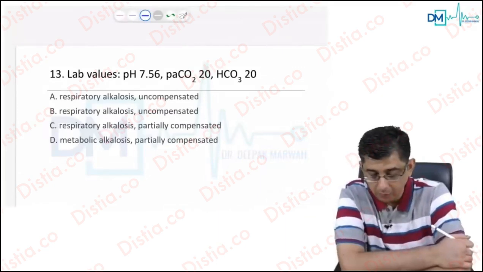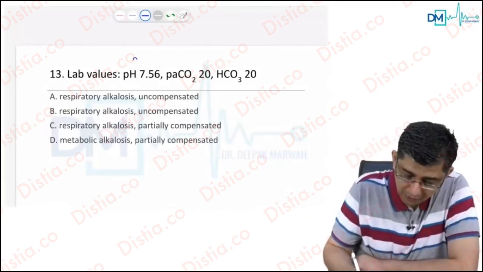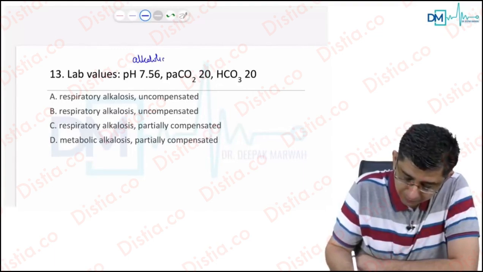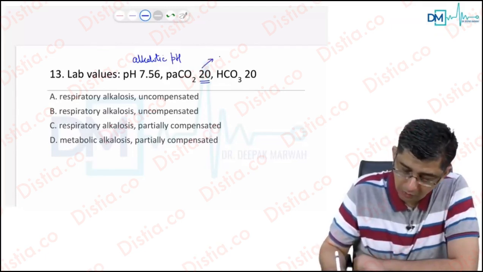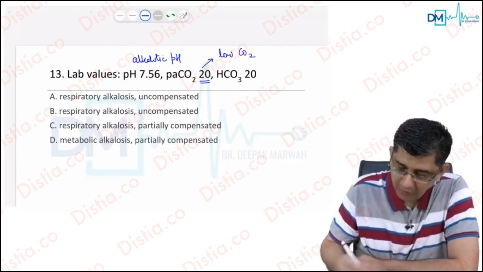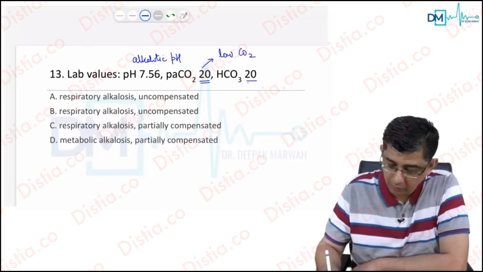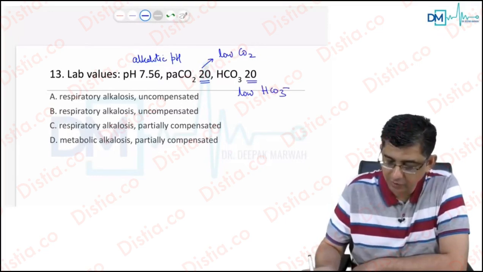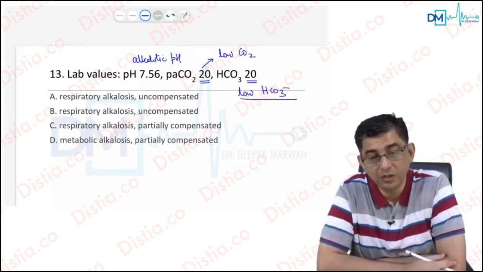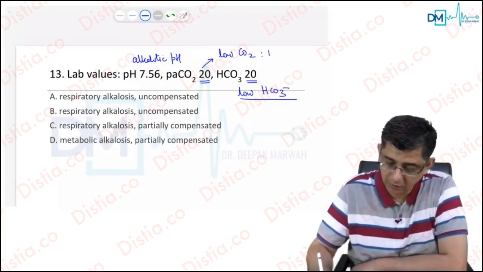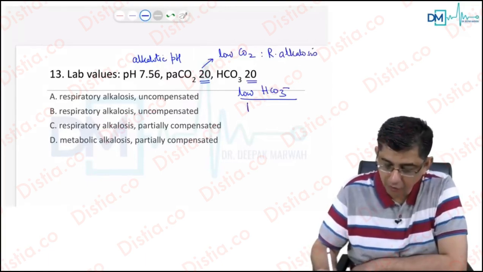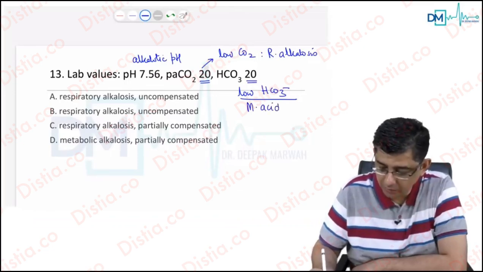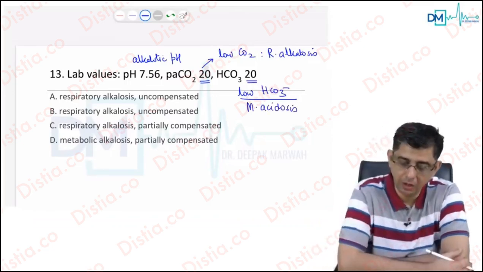Coming to the next question. pH of 7.56, what is the alkalotic pH? In this patient, the PCO2 of the patient is low, so probably a respiratory etiology, and the bicarbonate of the patient is also low. Low bicarbonate tells me that in this patient there is a concomitant metabolic acidosis. So the logic is this guy is having respiratory alkalosis. In the compensatory process, the kidney is trying to kick out the bicarbonate, so metabolic acidosis also.